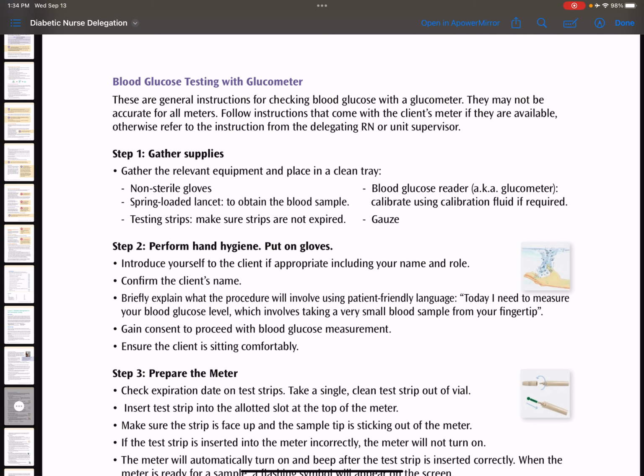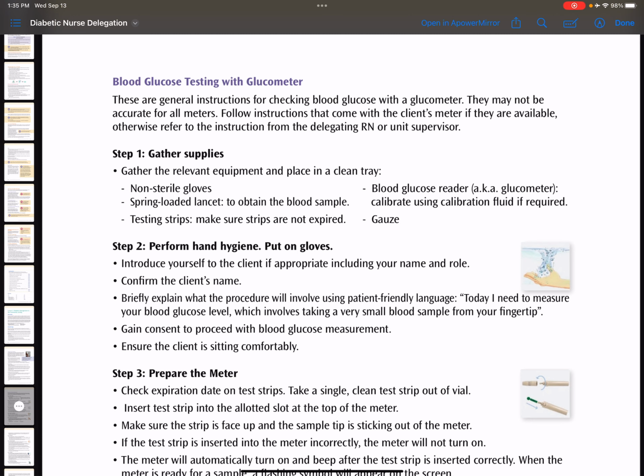But the general one is the first step. Let's go step by step. The first step is to gather supplies. Gather the relevant equipment and place it in a clean tray. You put everything in the tray: your gloves, your lancet, your test strip, the glucose reader, and the gauze. Second, you introduce yourself to the client appropriately, including your name and what you're going to do. You confirm the client's name, explain the procedure using patient-friendly language, and get consent from the client.